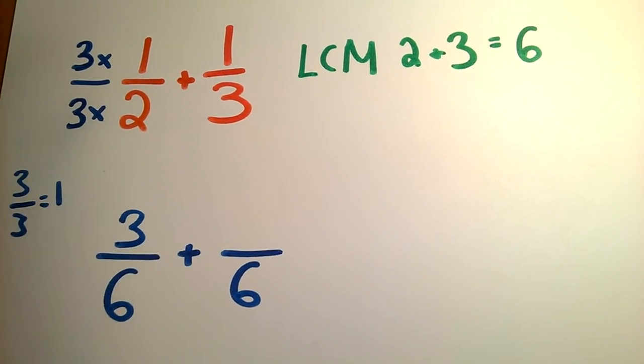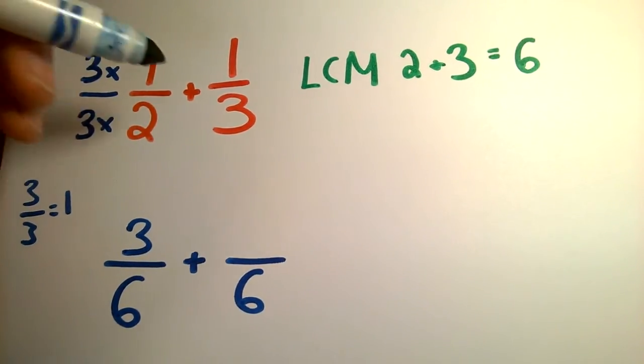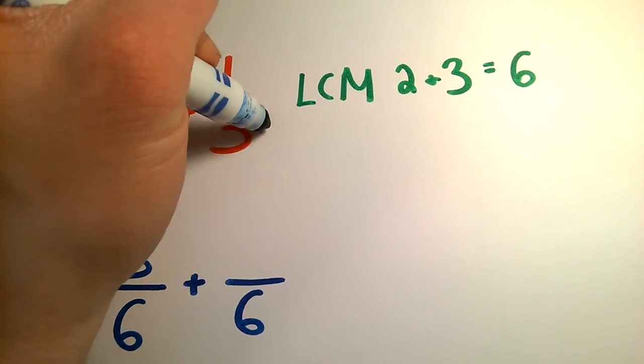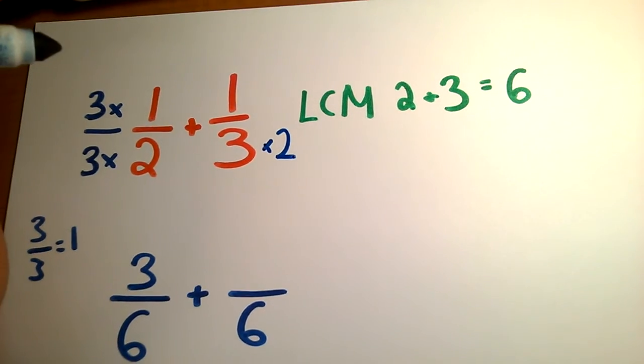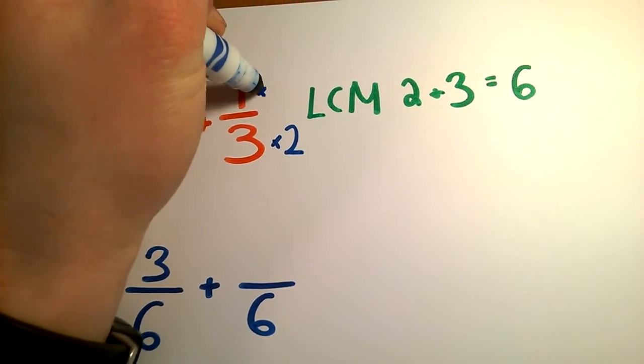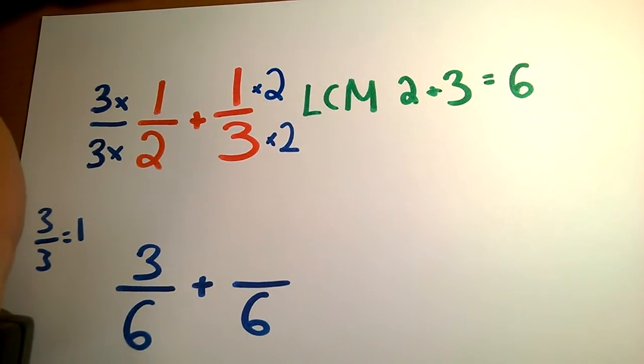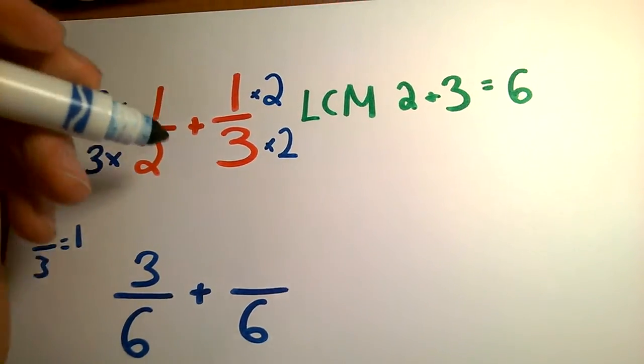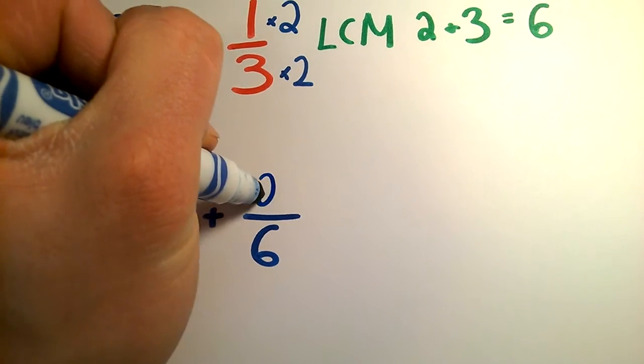And then I'm going to do the same thing with the other fraction. If I am going from 3 to 6, I need to multiply by 2. And if I multiply by 2 on the bottom, I need to do the same thing to the top. So 1 times 2 will give me 2.